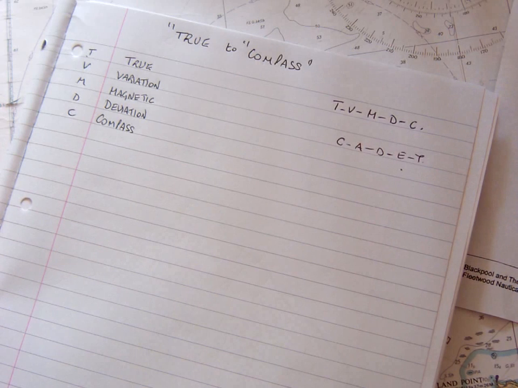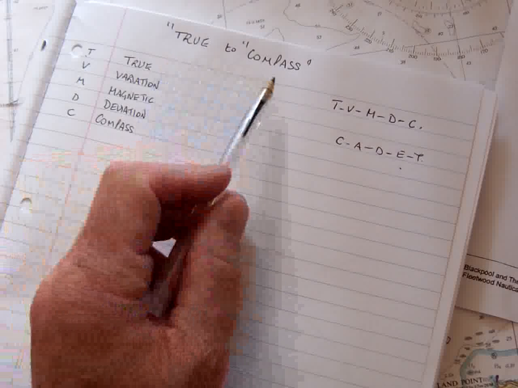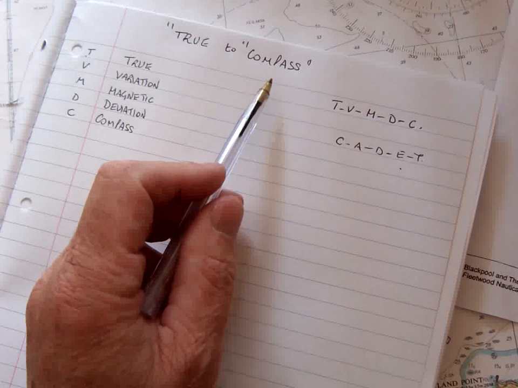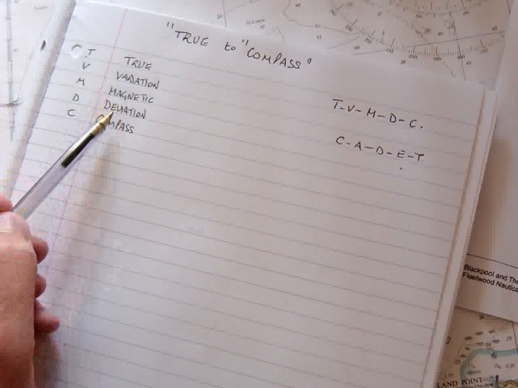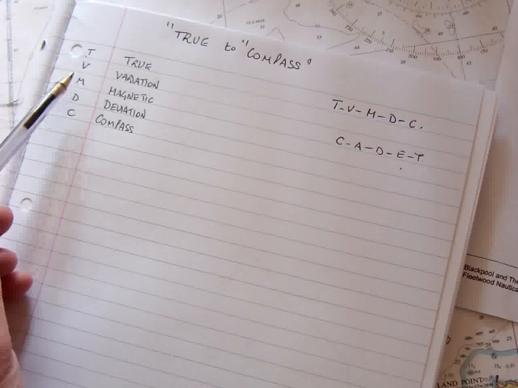We're now going to have a look at how we convert true course to compass course, which of course you would need to do when telling the helmsman what course to steer. So we're looking at converting true to compass. The first important thing you need to know is what corrections to apply, which are variation and deviation, and what sequence you apply those corrections.